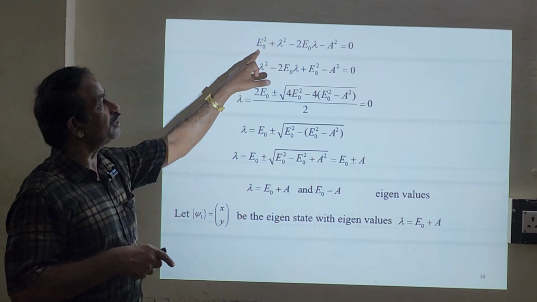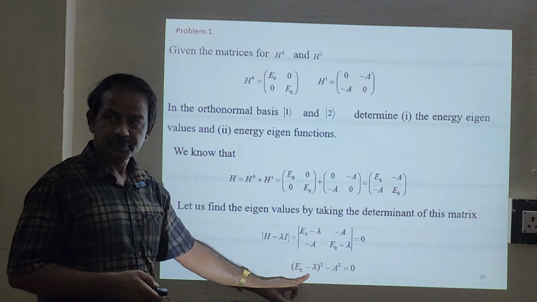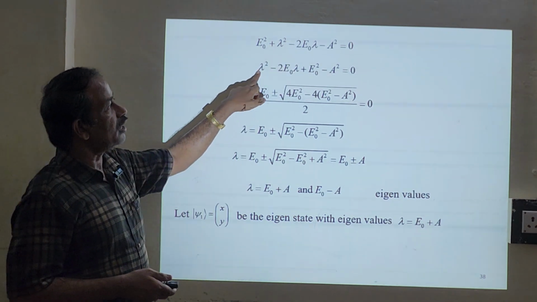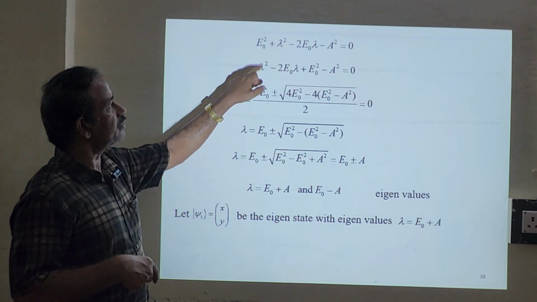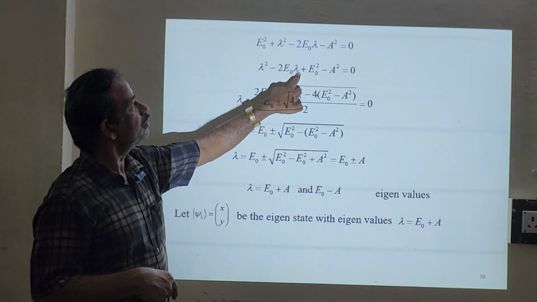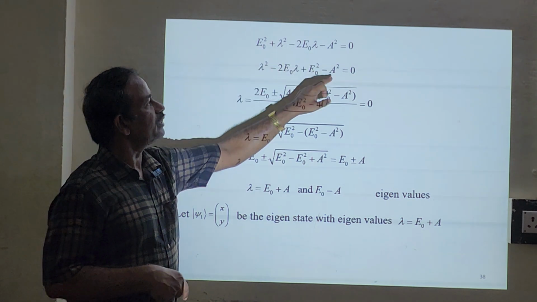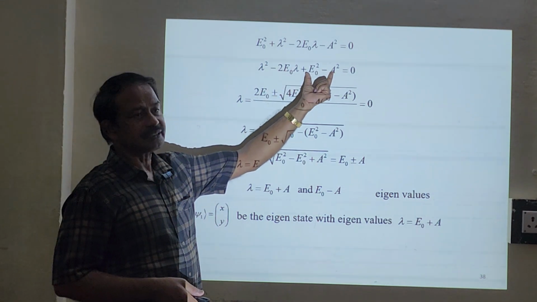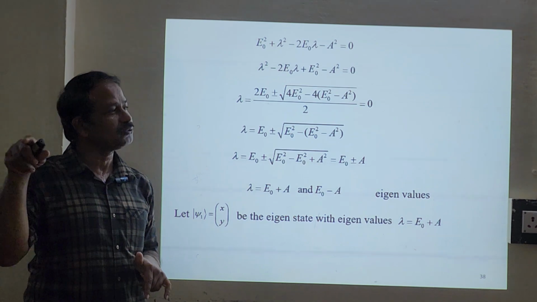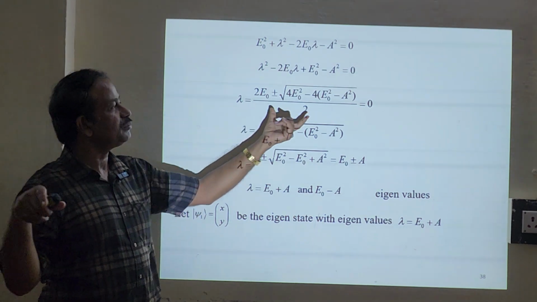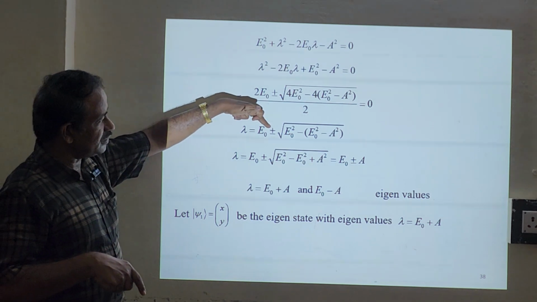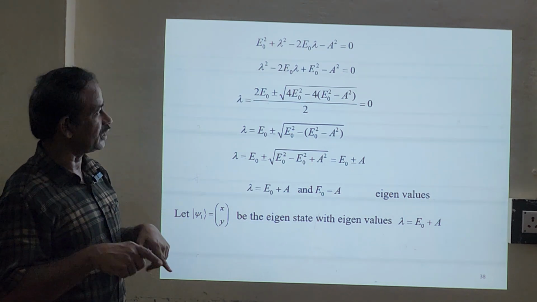Expand this, using the (a minus b) whole squared formula. After that, we can write this equation as lambda squared minus 2 E naught lambda plus E naught squared minus A squared. So this will be our constant. We can get the value for lambda, again using minus b plus or minus root of b squared minus 4ac, by 2a. So plus is one energy and minus is one energy.